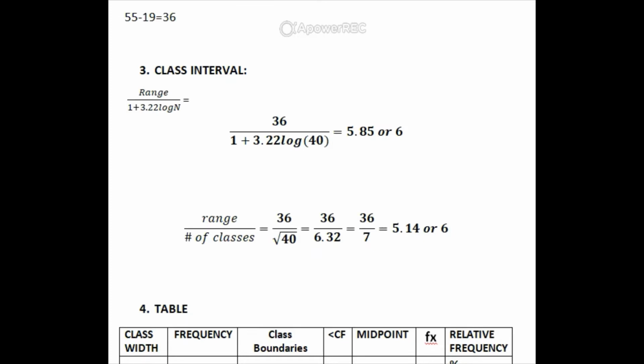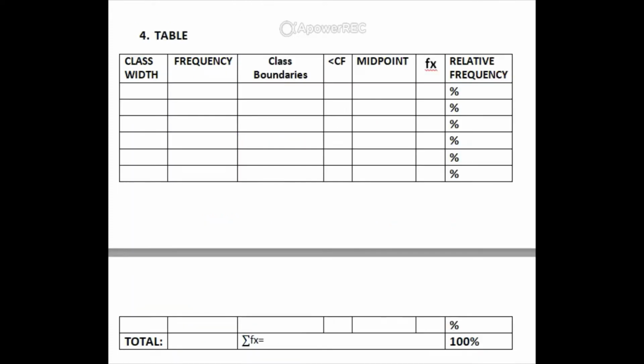So, we can now proceed to constructing the frequency distribution table. Ito ang itsura ng frequency distribution table. At itong mga nilagay ko lamang dito sa table, ito yung mga usual na kailangan sa pagsosolve ng median and mode of grouped data. Once na na-solve ninyo na ang class interval, madali nyo na magagawa ang ating table.